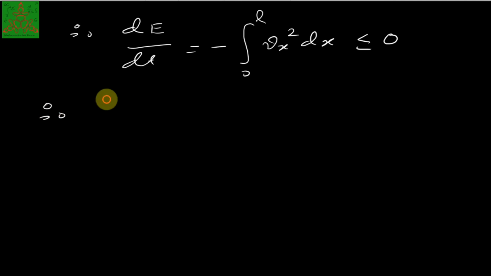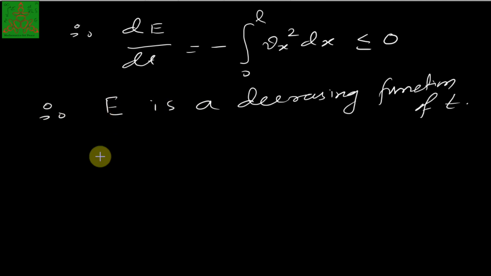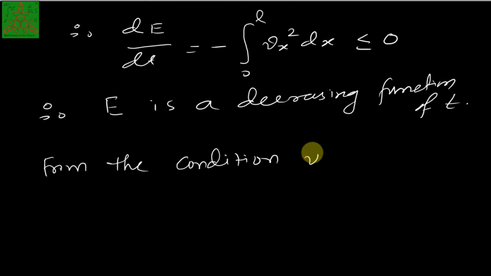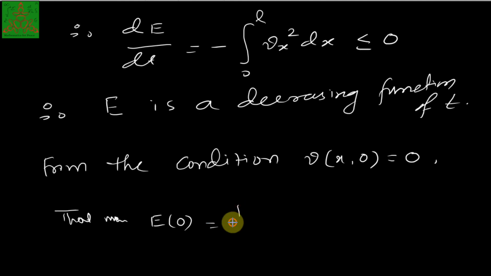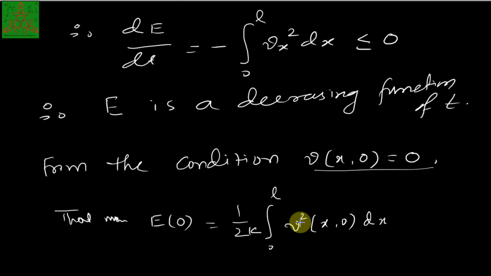That tells you that this function E is a decreasing function. From the condition v(x,0), that is equation number 3, which is 0, what is E of 0? We already have the function E of 0 as 1 by 2k integration from 0 to L of v square x comma 0 dx. But v(x,0) is 0, so E of 0 is 0. That we got from this. Now the function is a decreasing function.